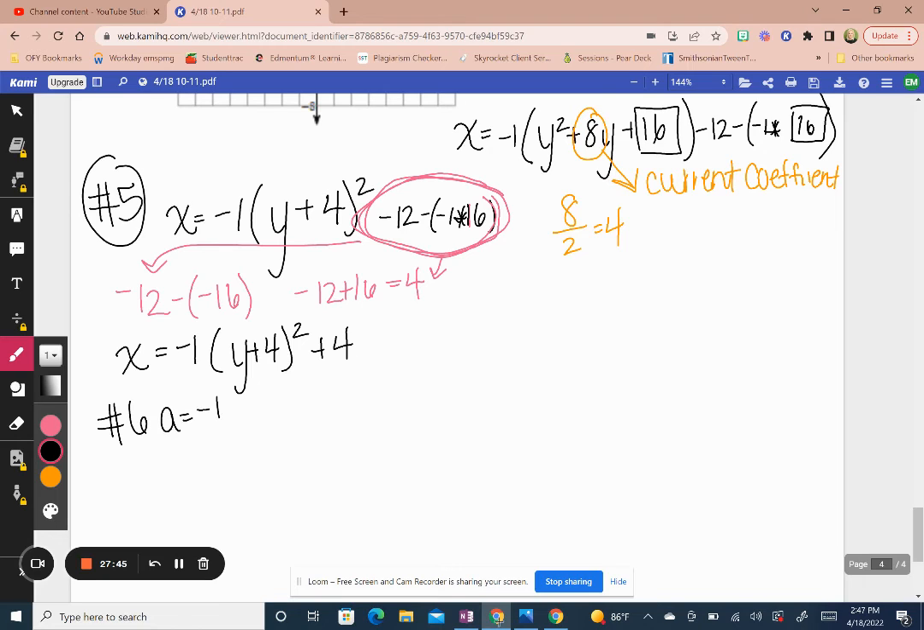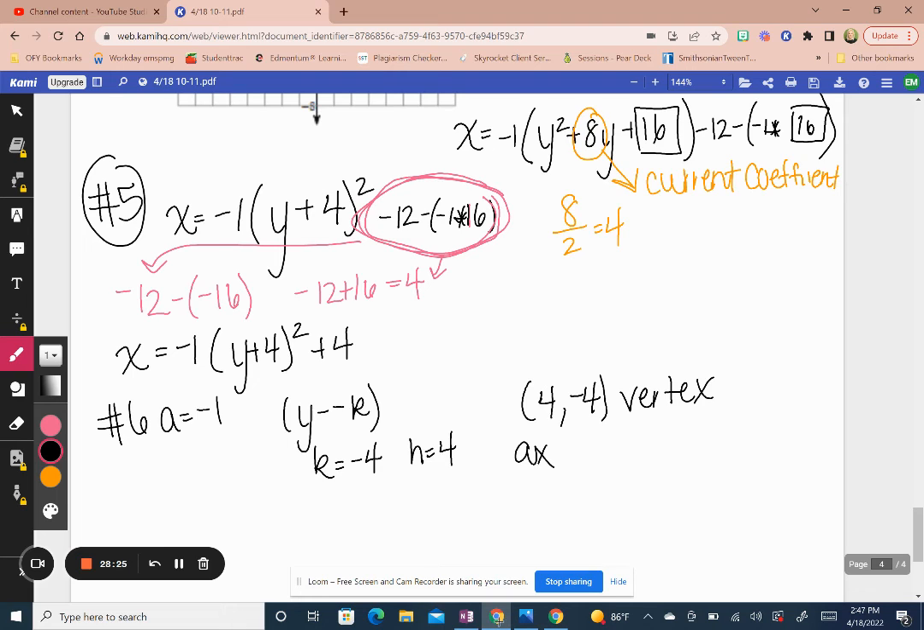So a is equal to negative 1, which means the parabola is going to be opening to the left. We can see how it is a y plus 4. So it's actually y minus negative k. So that means that my k is actually negative. So my k is equal to a negative 4. And then our plus 4 is h, so h is equal to a positive 4. So that means we're going to start off at 4, comma, negative 4 is our vertex.